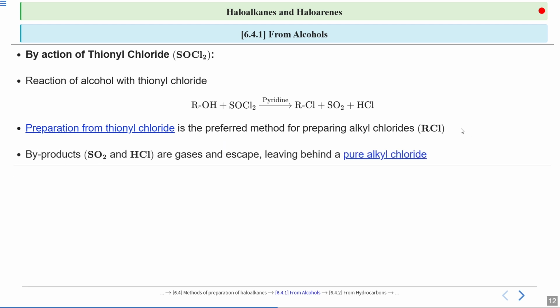Because the byproducts that you are getting here, that is SO2 and hydrogen chloride, are both in gaseous form and they escape from the reaction mixture, leaving behind only the pure alkyl chloride. You don't have to purify it even more. Okay, so this preparation of alkyl chloride from the thionyl chloride reaction with alcohol is the preferred method for the preparation of RCl alkyl chlorides.